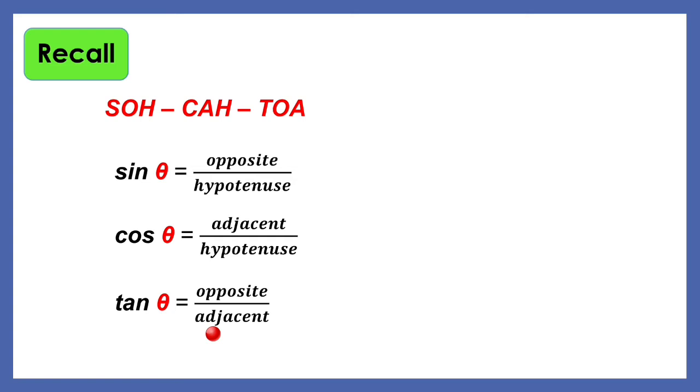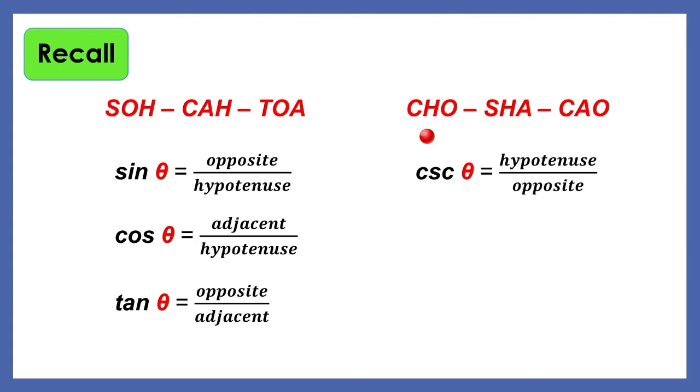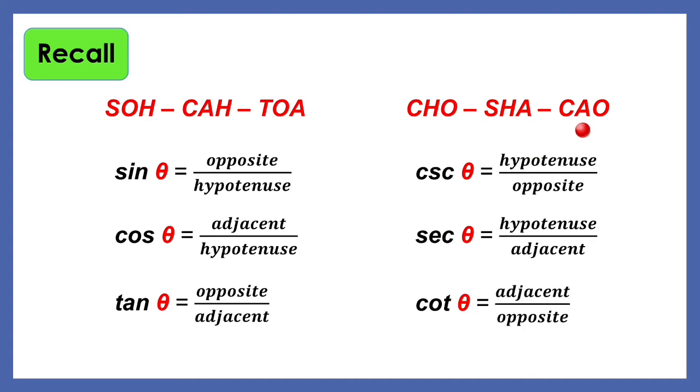Yung second mnemonic na ginagamit natin is the CHOSHACAW. CHO stands for inverse ng sin theta, which is the cosecant theta, equals hypotenuse over opposite. SHA stands for secant theta equals hypotenuse over adjacent. Ito naman yung inverse ng cosine theta. CAW stands for cotangent theta equals adjacent over opposite. Tangent theta, ang inverse function niya is the cotangent theta.